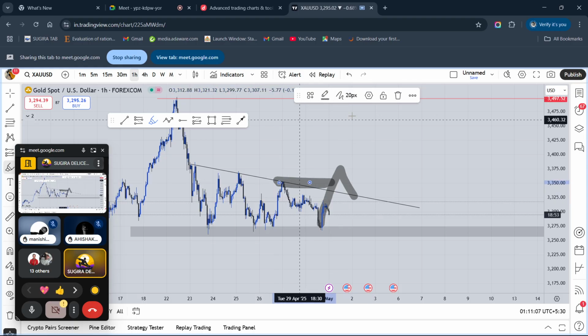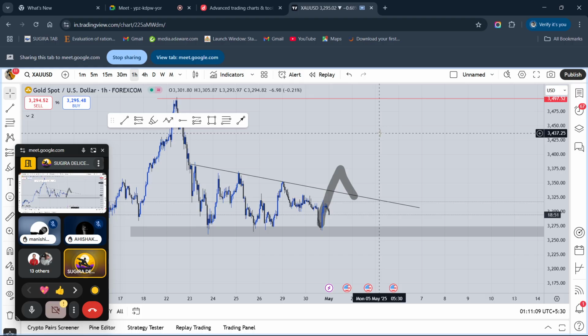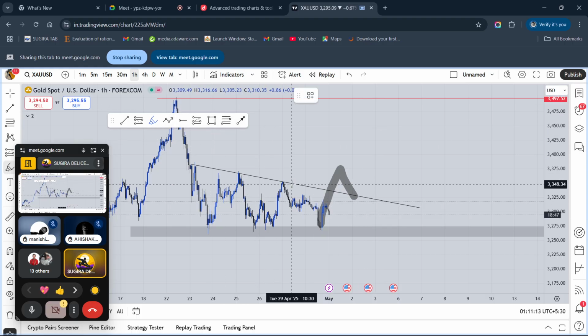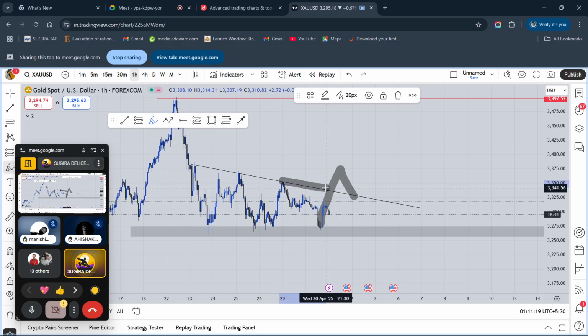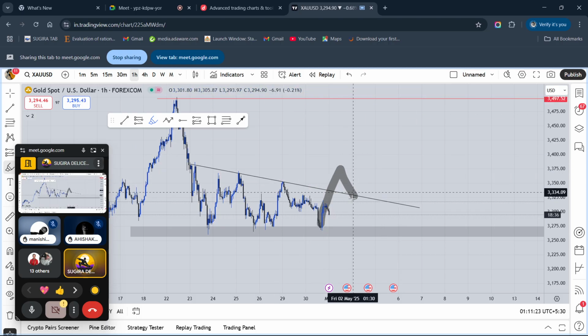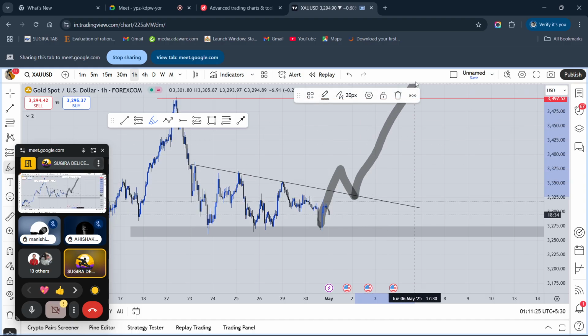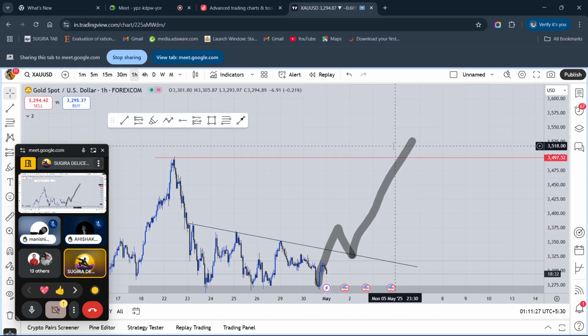Get my point? We're waiting for the breakout from the market structure. We're waiting for the change of character. It has been pushing to the downside, making lower lows. So now we're waiting for that change of character, which is this breakout. You get my point? And the retest from this level, and then gold is going to push back to the upside.